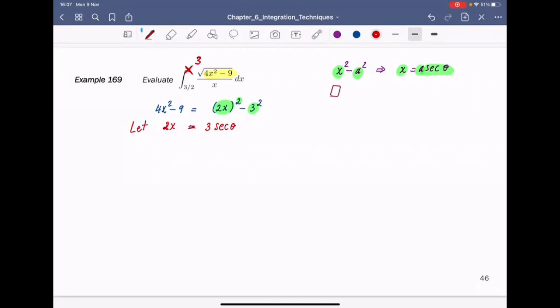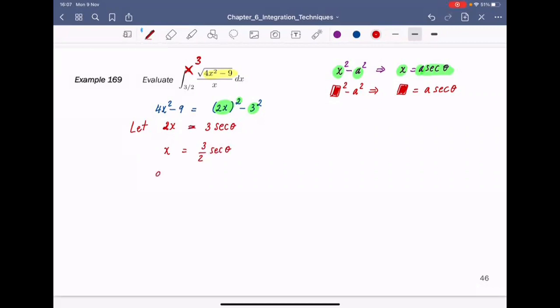You can memorize that something in terms of x squared minus constant squared, you're going to pick that something in terms of x equal to a times sec theta. Because here we don't have just x, we have 2x, so I'm going to pick 2x equal to 3 times sec theta. In other words, x equal to 3 over 2 sec theta. Doesn't matter, the same thing.